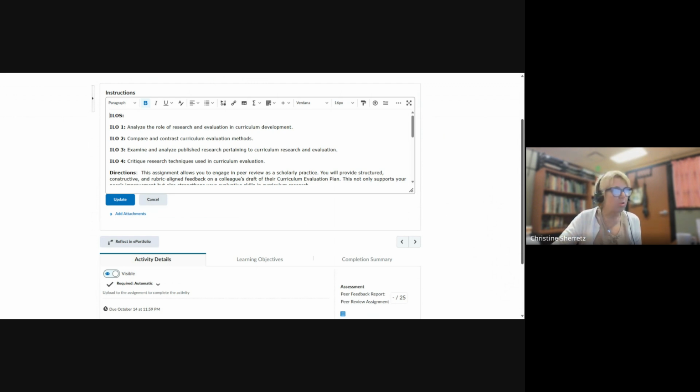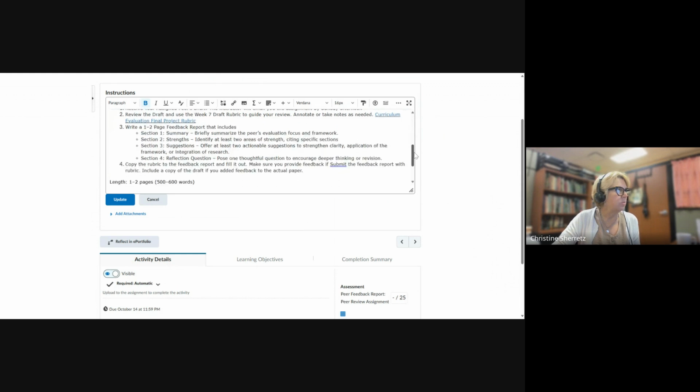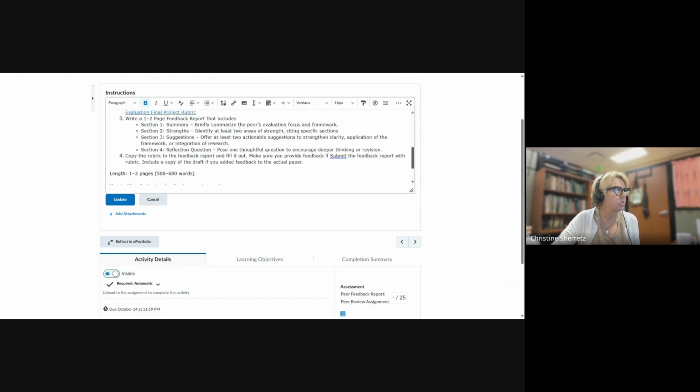So then you're going to write just a 1 to 2 page paper. It'll probably be a 2-page paper in which you describe their evaluation focus, identify 2 areas of strengths, be very specific, and offer 2 actionable suggestions to strengthen their final paper. So for that, you will include 2 things. You'll include the write-up, and it doesn't have to be in APA. It's just a 500 to 600 word reflection, and you will include that in the rubric.